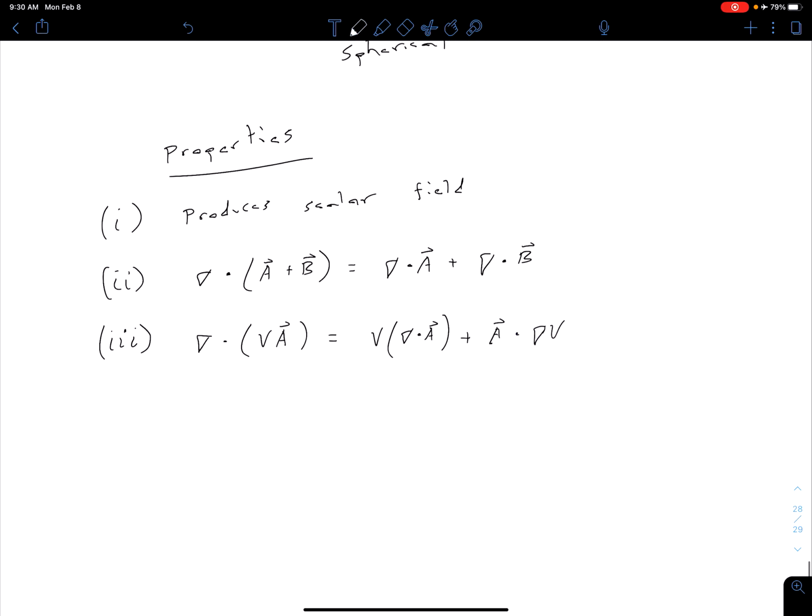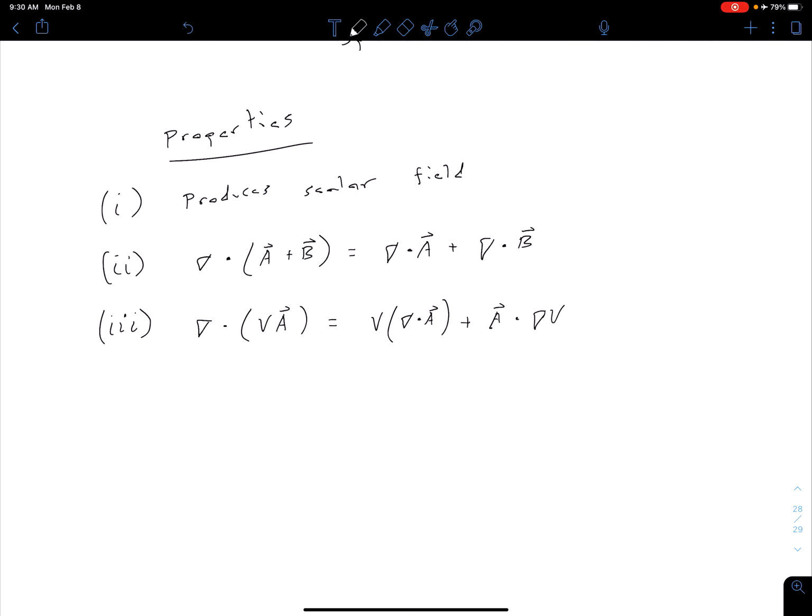These properties are going to make our life a little bit easier as we work with some of our later material, and oftentimes we'll see they can provide a little shortcut to make things easier as well.